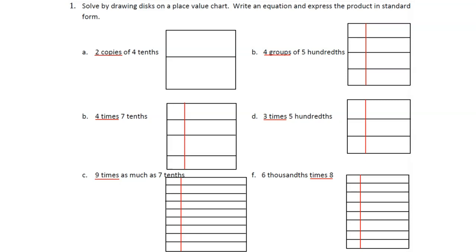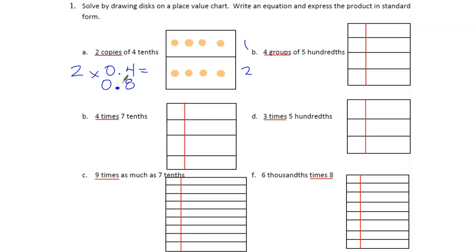So first we have A, 2 copies of 4/10. So I'm going to go ahead and highlight, and I have 2 rows. So this is going to be 1, 2, 3, 4/10, 5, 6, 7, 8/10. So 2 copies of 4/10. And you can see I have my first copy up top and my second copy here. So there's my 2 copies. So it's going to be 2 times 4/10, and that's equal to 8/10.